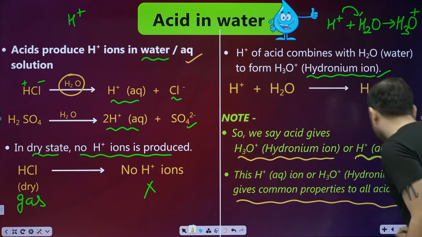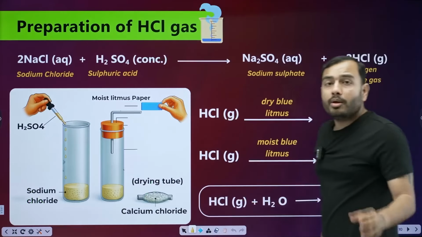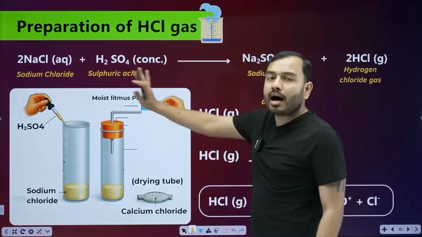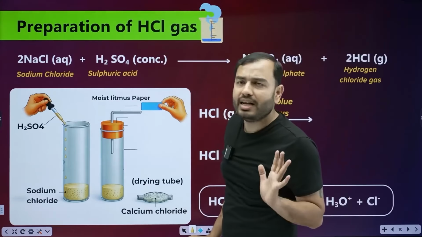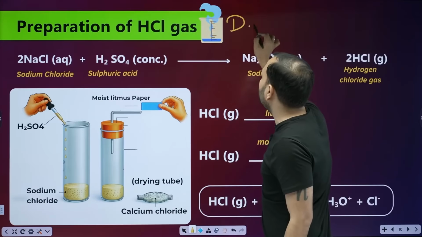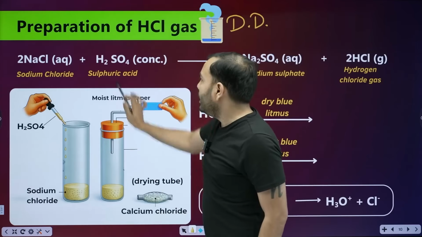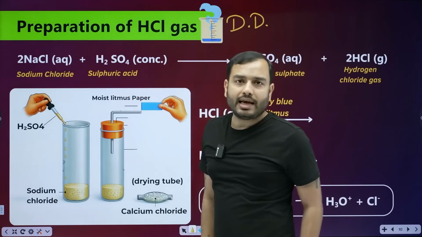Come, let me show you one thing. It comes in the board exam very often. Preparation of HCl gas. We have to make HCl gas. A double displacement reaction is written. We have read it in the first chapter. Which reaction is a double displacement? We took NaCl, sodium chloride, and H2SO4, concentrated sulfuric acid.